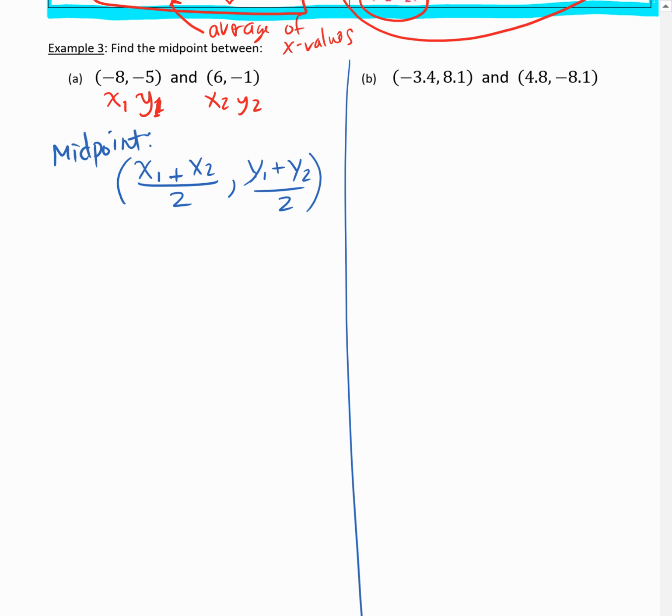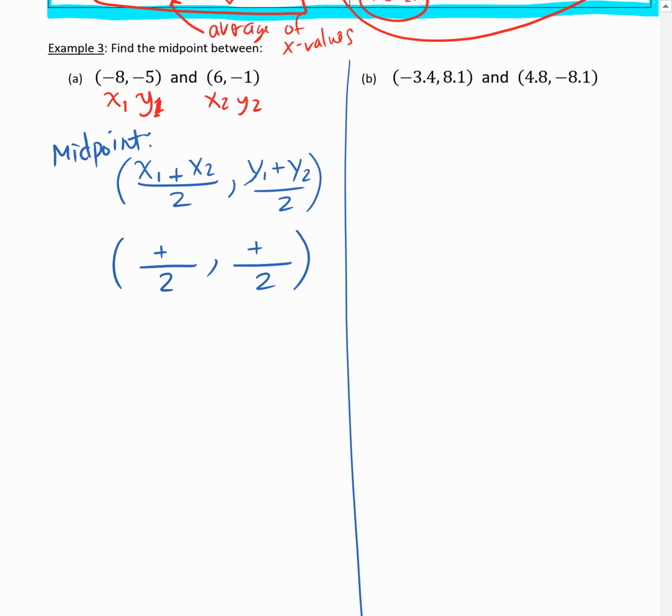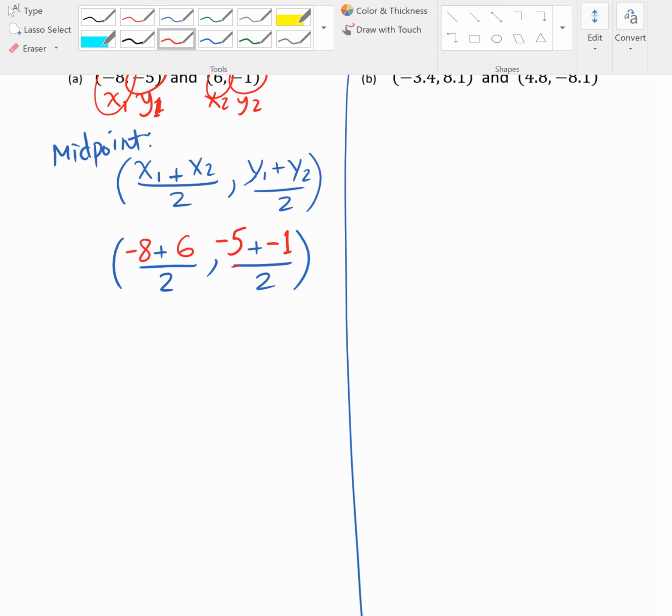All right, and then I would just replace the values in there. I'm going to rewrite it with no x and no y. All right, but now I'm going to replace the x's and y's. Here, x1 we labeled as -8 plus x2 is 6. And over here, y1, that was -5 plus y2 is -1. There we go. Okay, looking good.